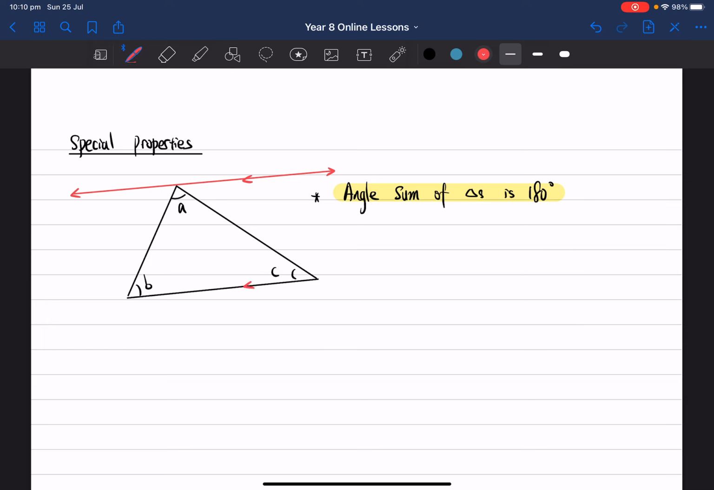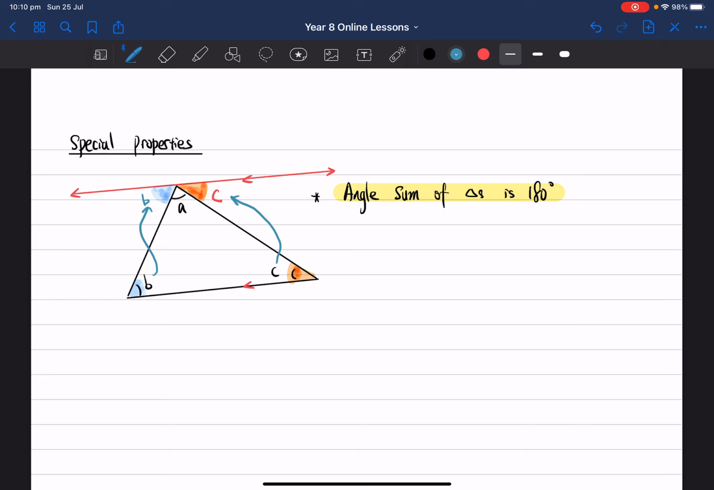Then, according to what you have learned from the previous lesson about alternate angles, let's identify the alternate angles here. We've got an angle here. This angle is equal to angle C, because that's called alternate angles. So we can label the angle C here. Now, similarly, on the other side, this angle here is equal to angle B. So we can move the angle B to that.